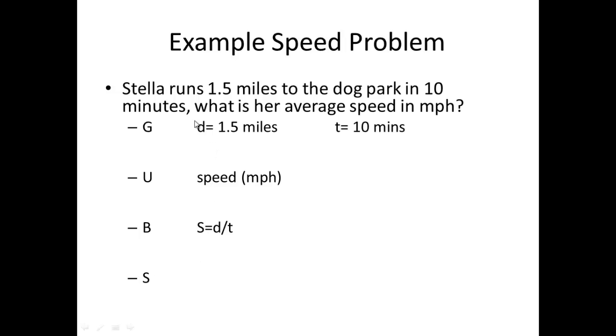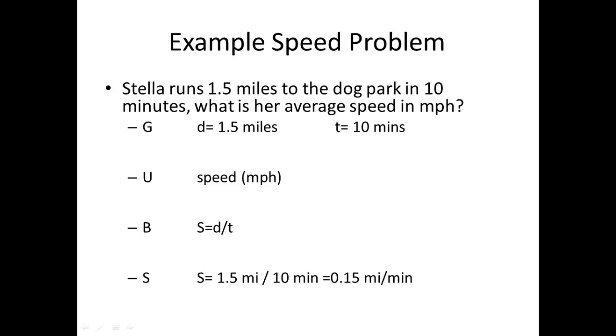So then let's go ahead and plug in our givens, our distance and our time, into this speed equation. So speed equals 1.5 miles, that's our distance, divided by 10 minutes, which is our time. If we just punch that into the calculator, 1.5 divided by 10, we get 0.15 miles per minute.